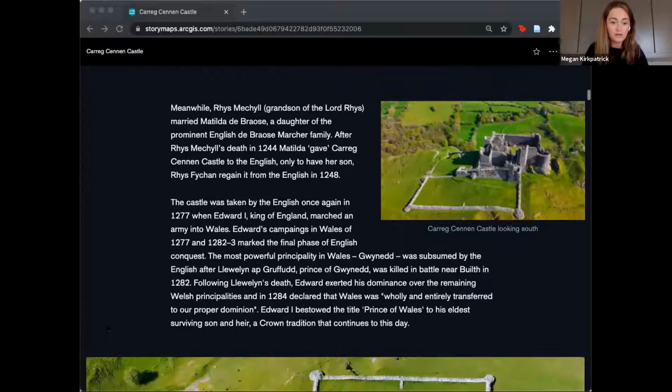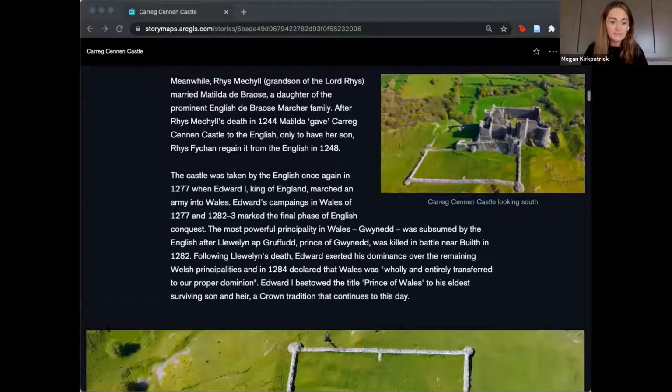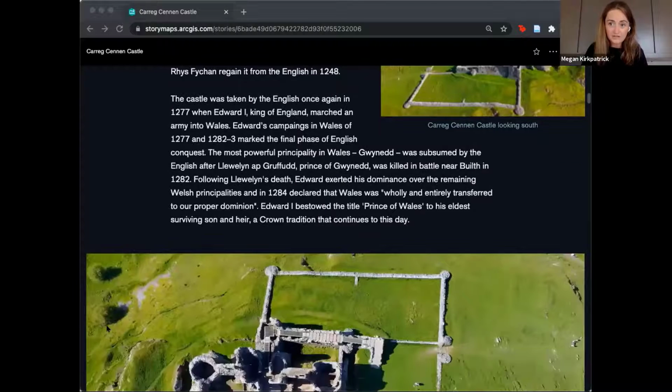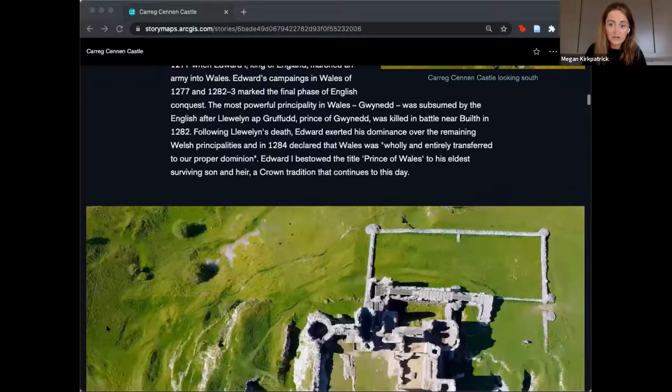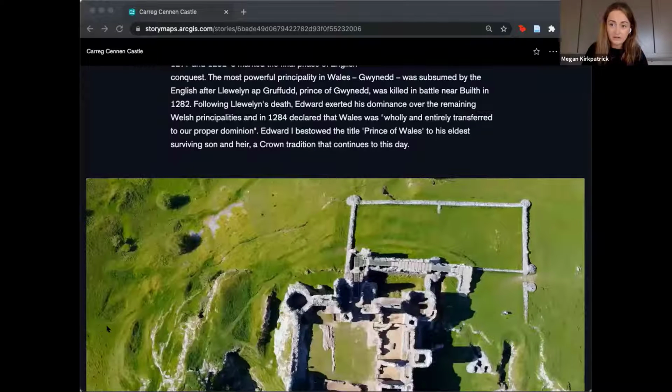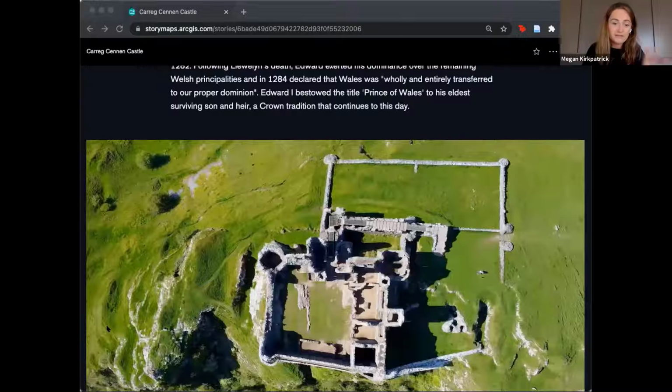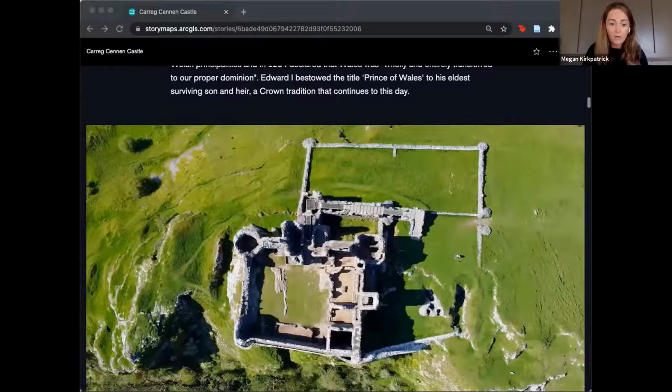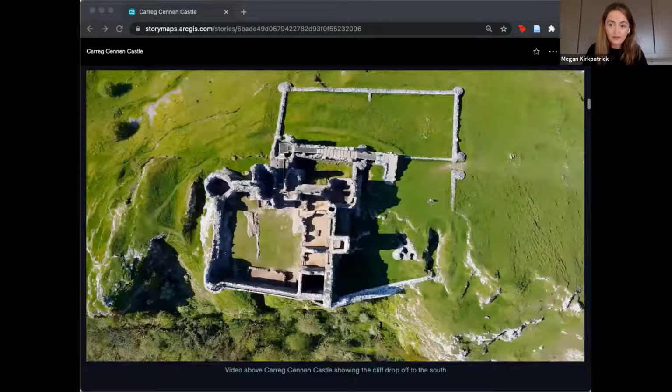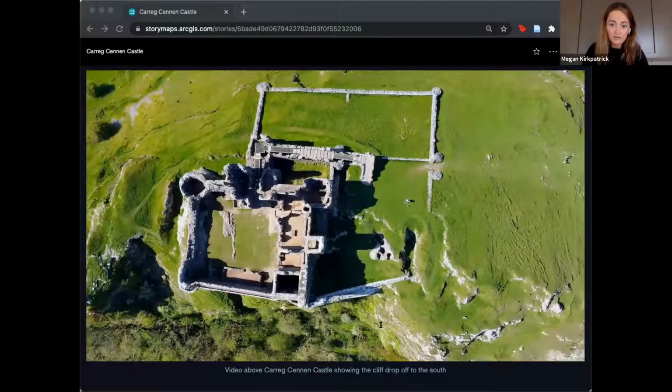It's also worth noting that story maps are being used by a whole range of individuals and organisations. So, for example, the National Geographic have put together a number of story maps on what they call their explorer stories. So they are widely used.